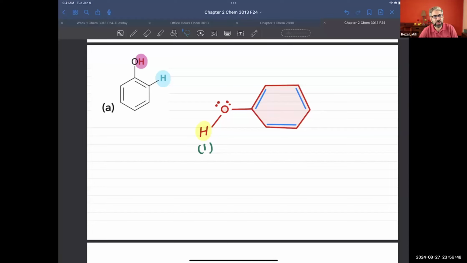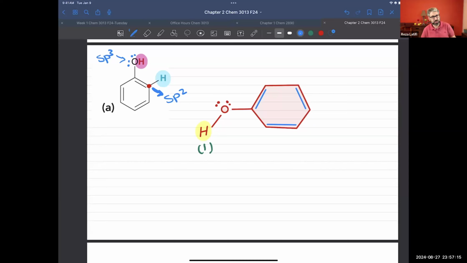Okay, so now let's go after A. We have two hydrogens, one attached to oxygen and the second one attached to carbon. Remember, any carbon that you pick here, because it has a double bond, will have sp2 hybridization, while oxygen has two lone pairs and two sigma bonds. So the hybridization of oxygen is going to be sp3.